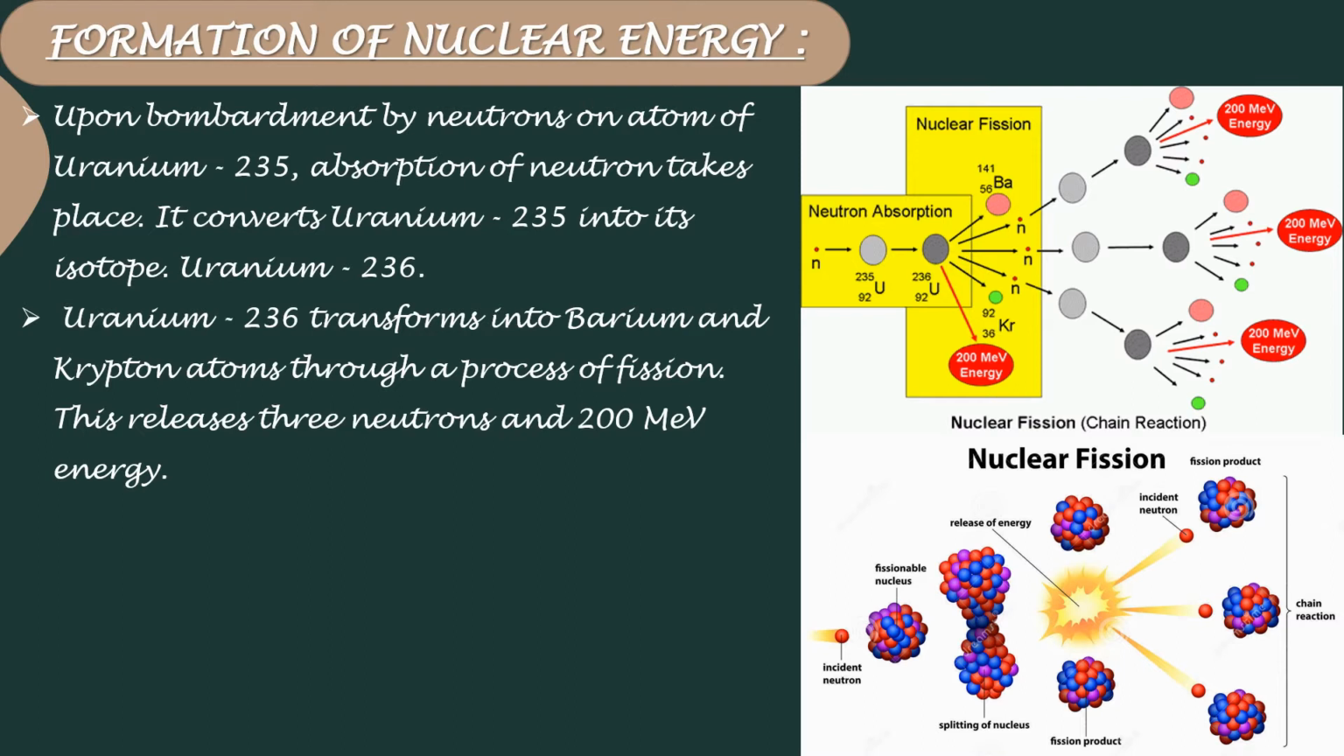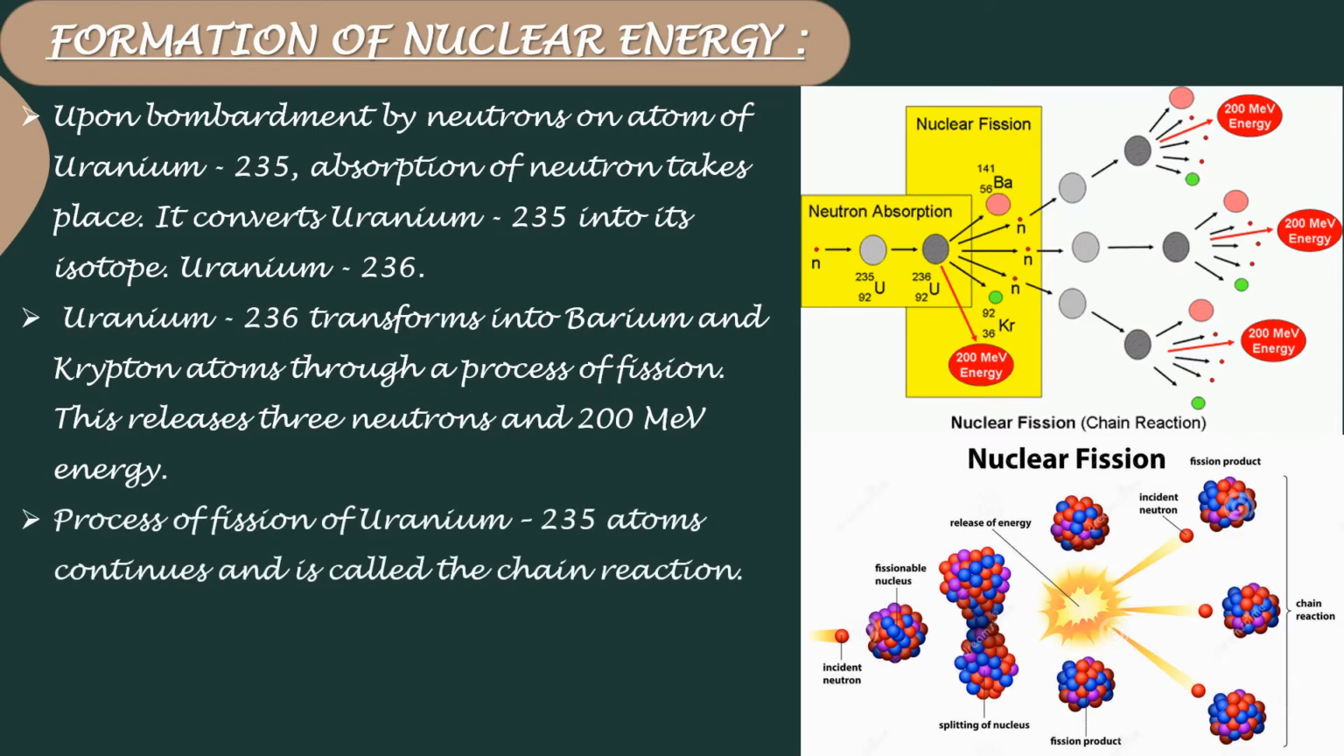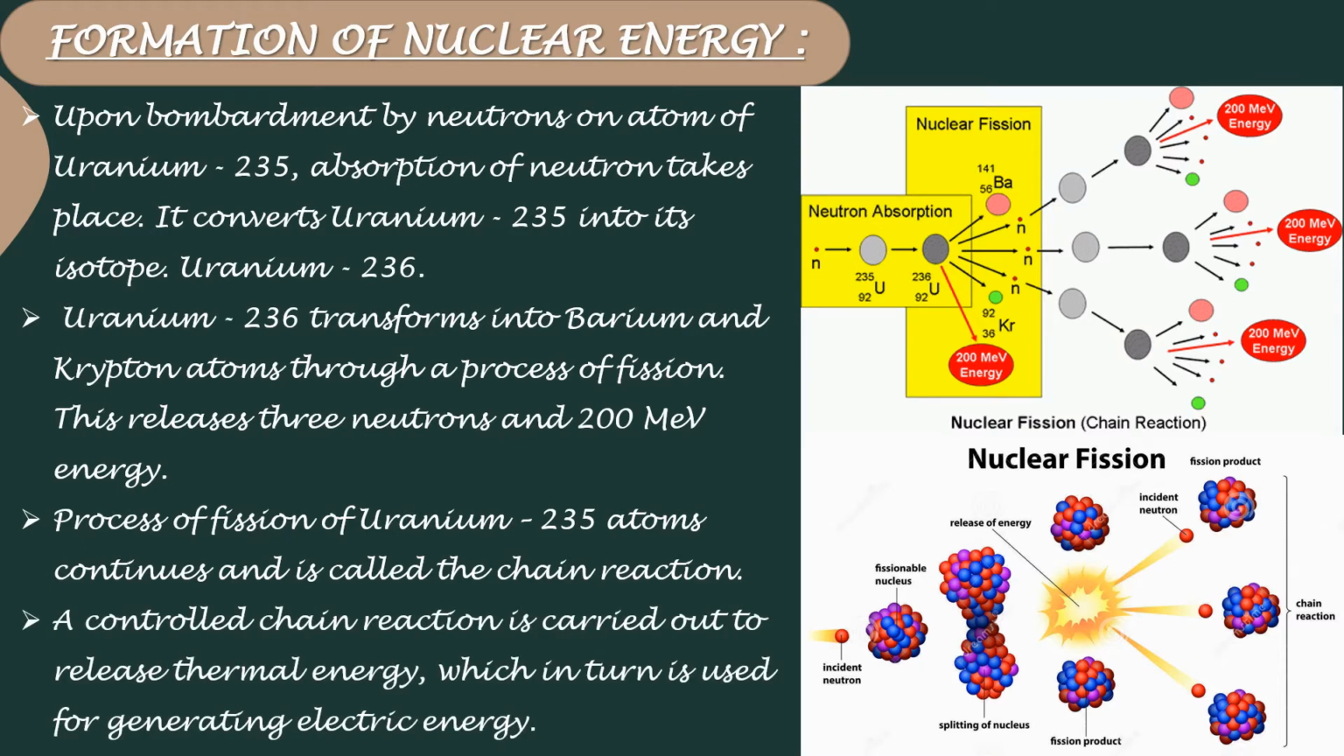And students, 3 more uranium-235 atoms undergo fission due to the 3 neutrons generated in this process. Thus, more fission releases more energy. The process of fission of uranium-235 atoms continues and is called the chain reaction. And in this way, a controlled chain reaction is carried out to release thermal energy, which in turn is used for generating electric energy.